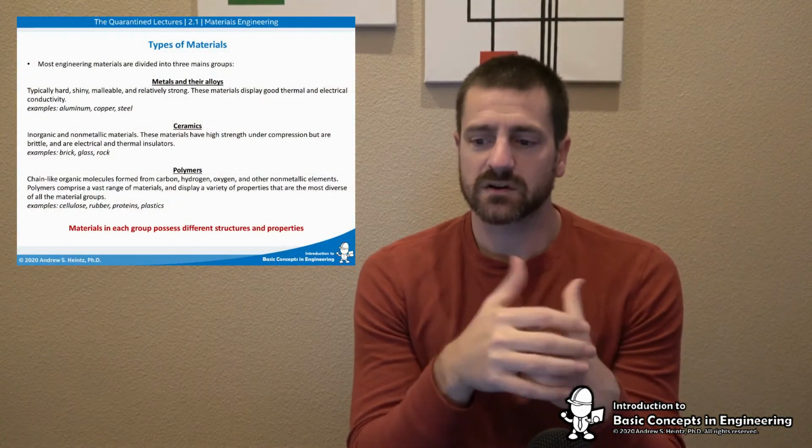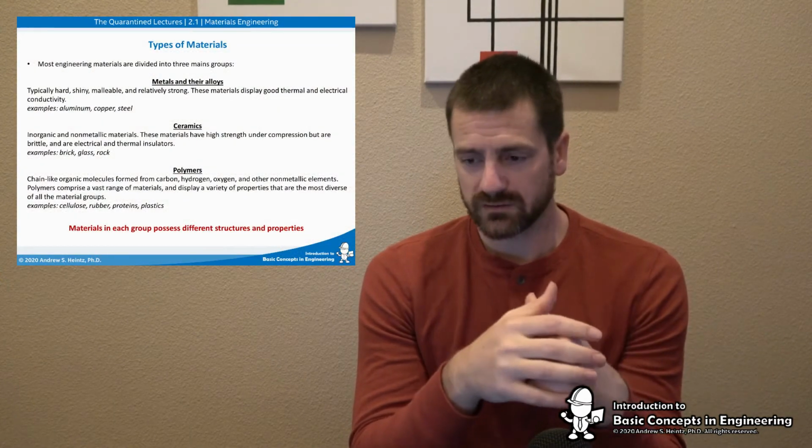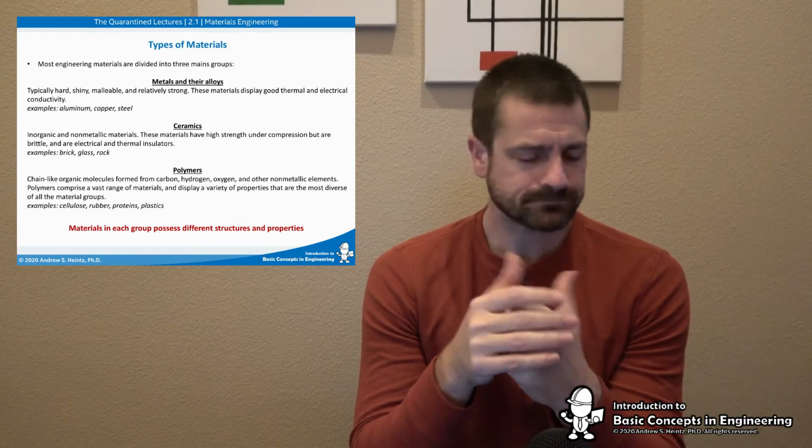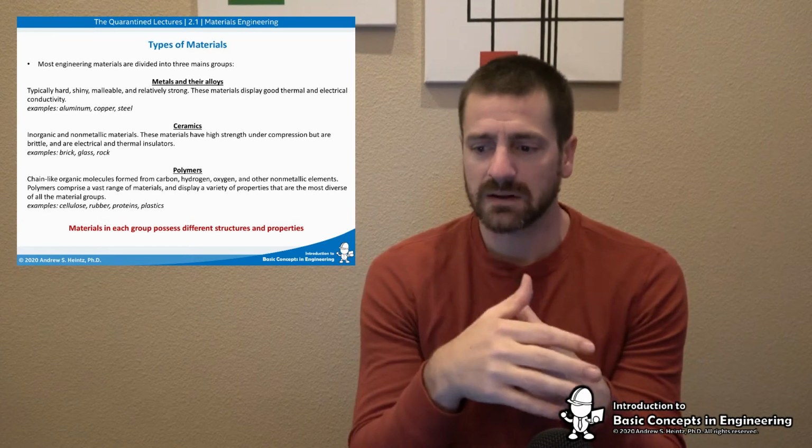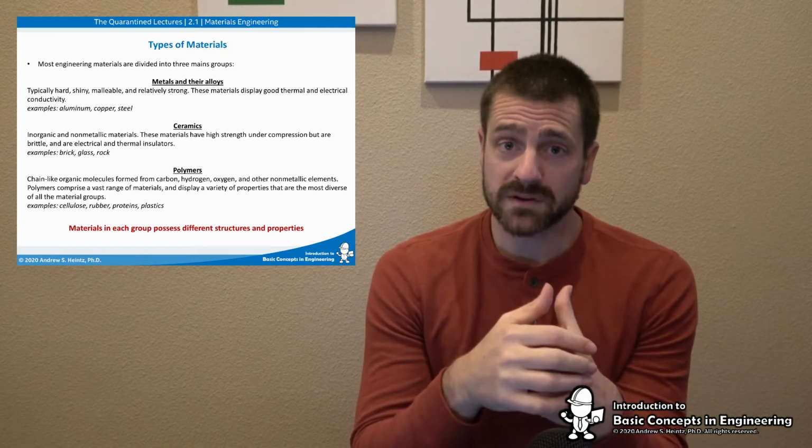So what we're going to be talking about in this series of lectures are really just the types of materials and the properties. There's a couple different types of materials, most of which you're already familiar with. There's metals and there are alloys. These are metals like your kitchen knife. It's just a shiny metal. Examples would be aluminum, copper, and steel.